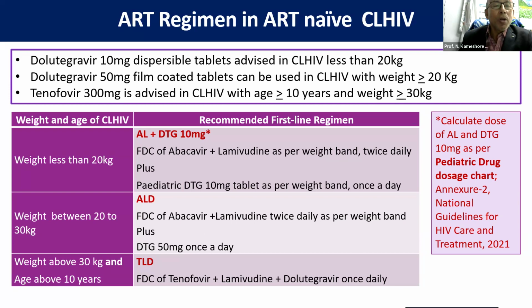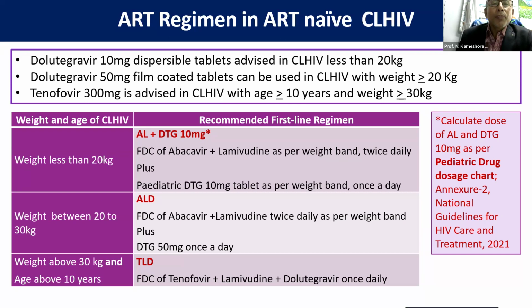once a day. For children above 30 kg and age above or equal to 10 years, we give PLD, which is the fixed drug combination of tenofovir, lamivudine, dolutegravir. Here we give once daily, and this is as per the national guideline. And for pediatric drug doses, we should always keep reference to the printed pediatric drug dose chart, which is given in Annex 2 of the HIV care and treatment guidelines 2021.